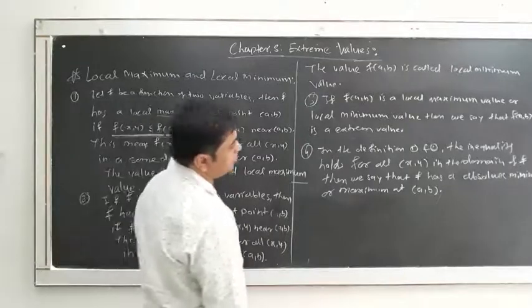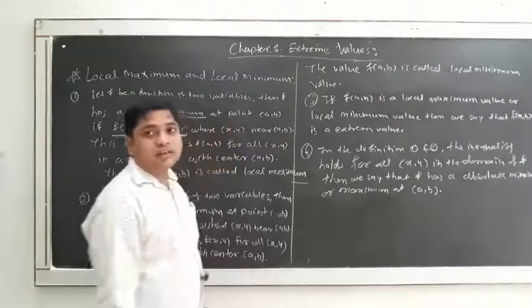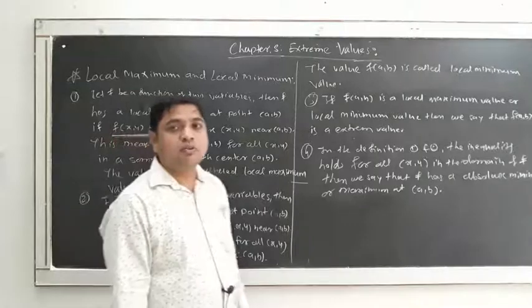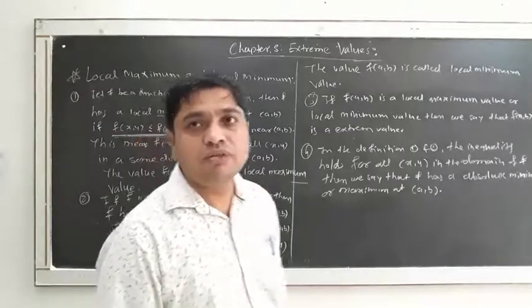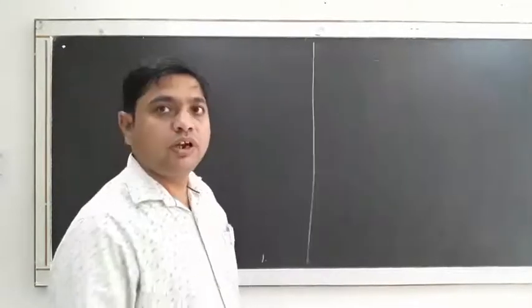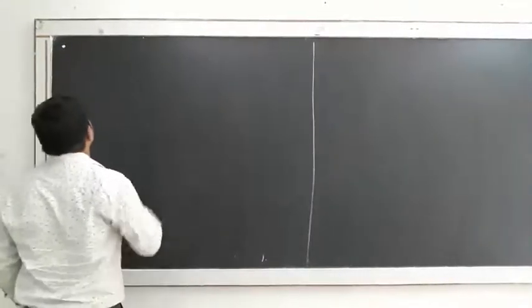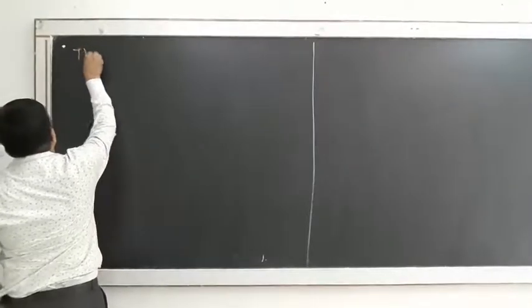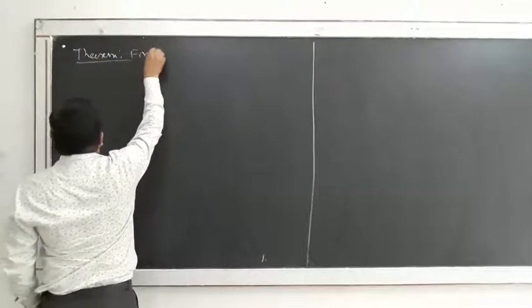We have to take one theorem, that is the necessary condition for the maximum or minimum value of a function of two variables. So we write one theorem. We can say that this is the first derivative test.